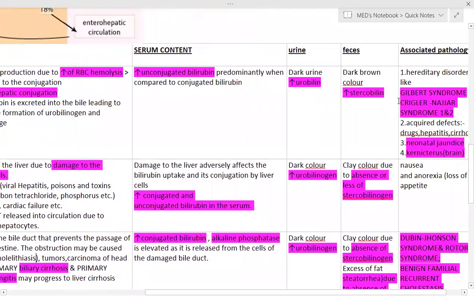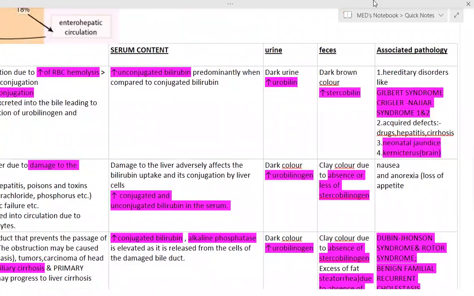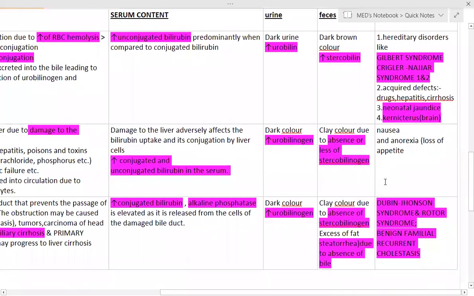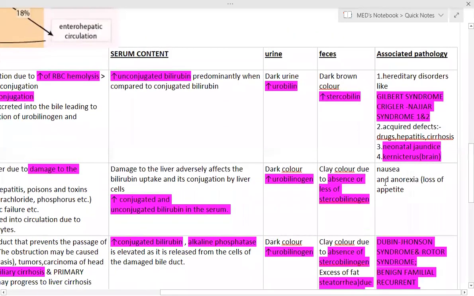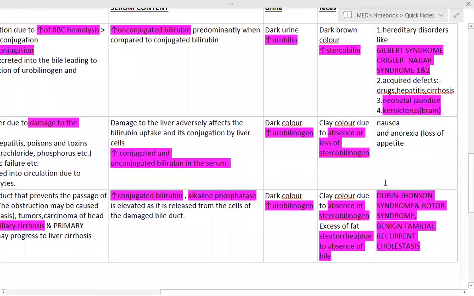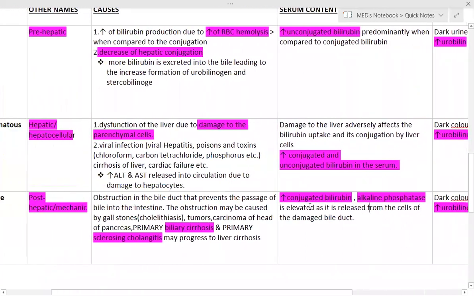Now in the urine, as I mentioned earlier, there is increased amount of urobilinogen, whereas the feces have absence of stercobilin, and the steatorrhea I already mentioned. Now, what are the associated pathologies connected to this? Dubin-Johnson syndrome, Rotor syndrome, and benign familial recurrent cholestasis. So these are the connected pathologies to obstructive jaundice.